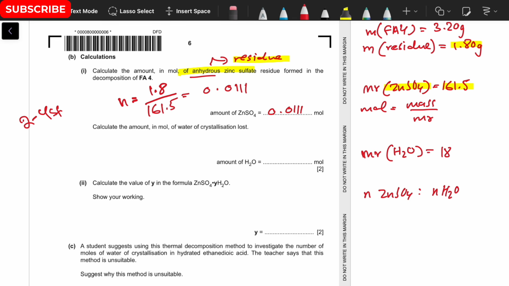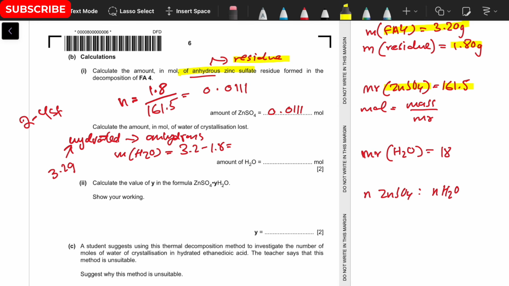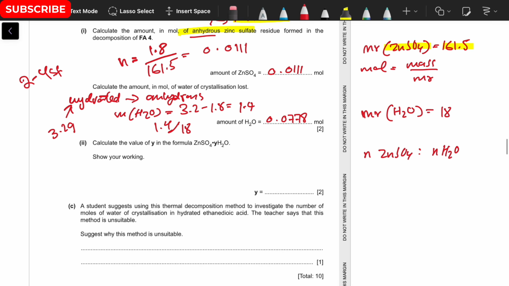Then it says to calculate the amount of moles of water of crystallization lost. So the water lost, how would we calculate the mass of that? Well, if we know that initially we had hydrated and then it became anhydrous, the mass lost is the mass of water lost. So really, the mass of H2O lost is our 3.2 minus our 1.8, because the hydrated substance, our FA4, was 3.2 grams from our table. Which would give us 1.4. And then to calculate the moles, we know the Mr of H2O is 18. So 1.4 divided by 18 is equivalent to 0.0778.